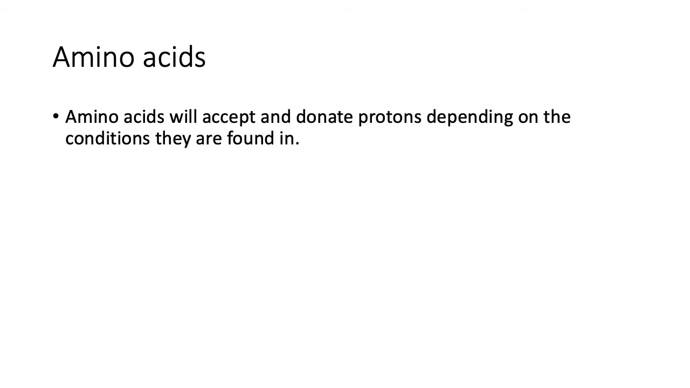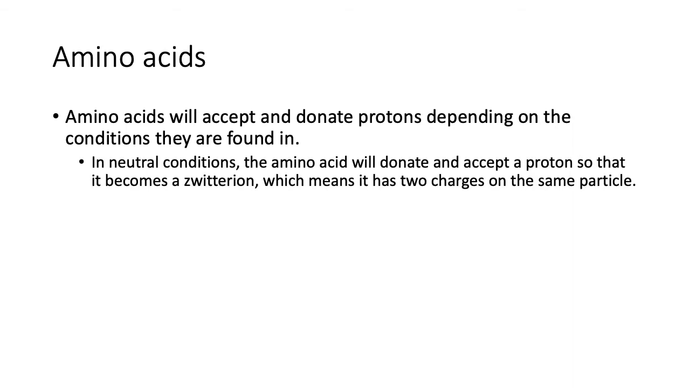They'll accept or donate protons depending on the conditions that they are found in. In neutral conditions, amino acids will donate and accept a proton, so they'll do both, which effectively means they have a net gain or loss of 0 protons, because you've donated one and accepted one, so it becomes a zwitterion, which means it has two charges on the same particle.